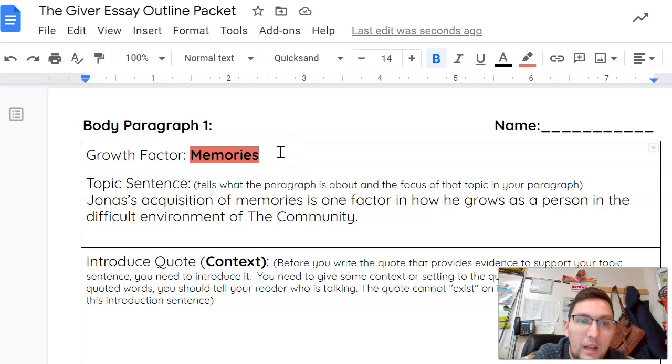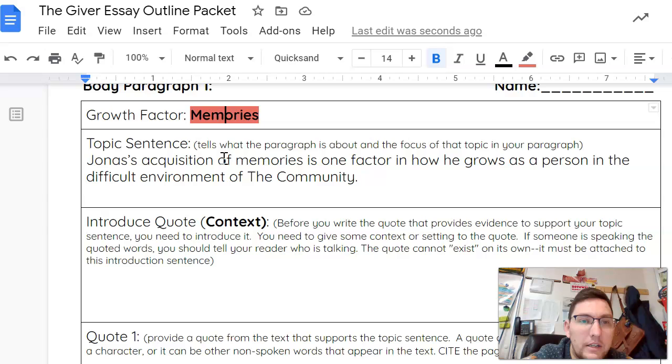So I've already given you a topic sentence and a growth factor. So here's what you need to do, and this is where you'll start with that Giver essay quotes document. You'll need to find evidence from the book, 2 lines from the book that show how memories help Jonas grow as a person. So let's review this.